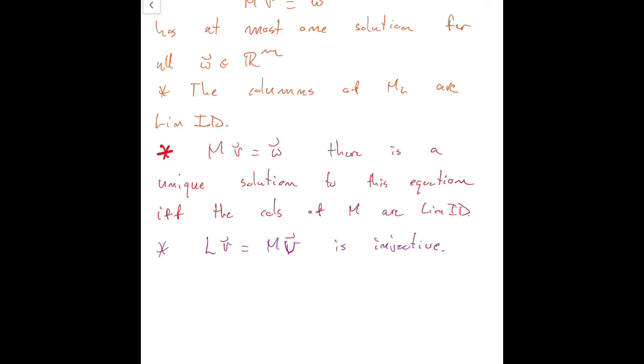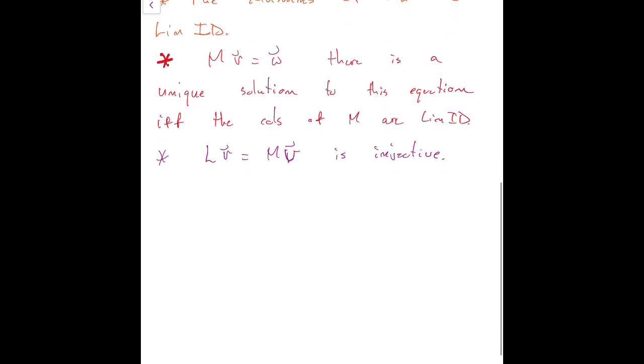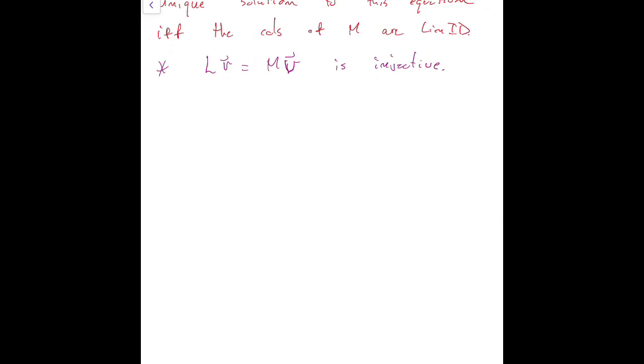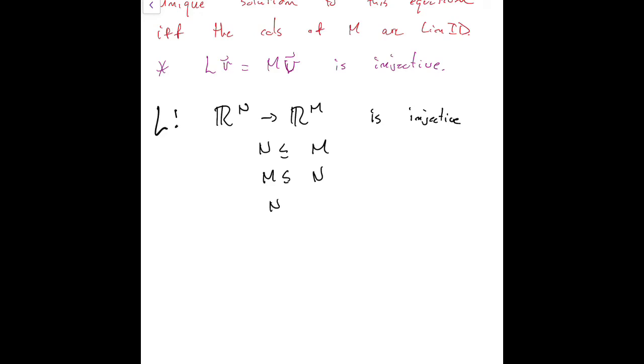Okay, so now let's do one of the exercises. In one of the exercises, I asked the following question. Let's say L is a linear transformation from Rn to Rm. Which of the following things do we know? Do we know that L is injective? Do we know that n is less than or equal to m? Do we know that m is less than or equal to n? Or do we know that they're equal? Which one of these things do we know has to be true, if any of them?